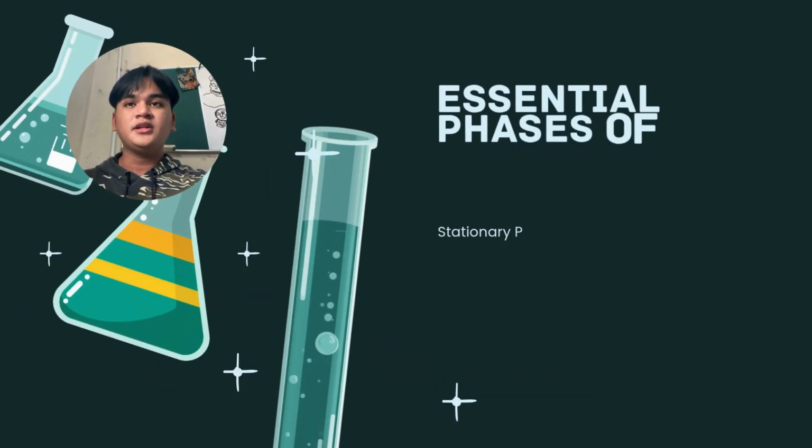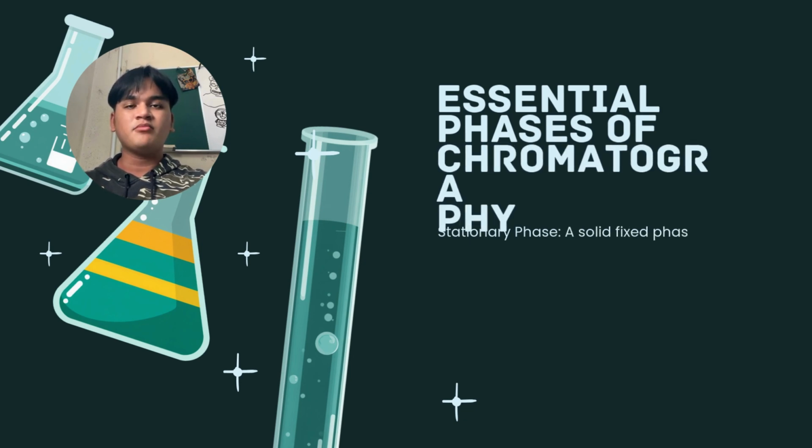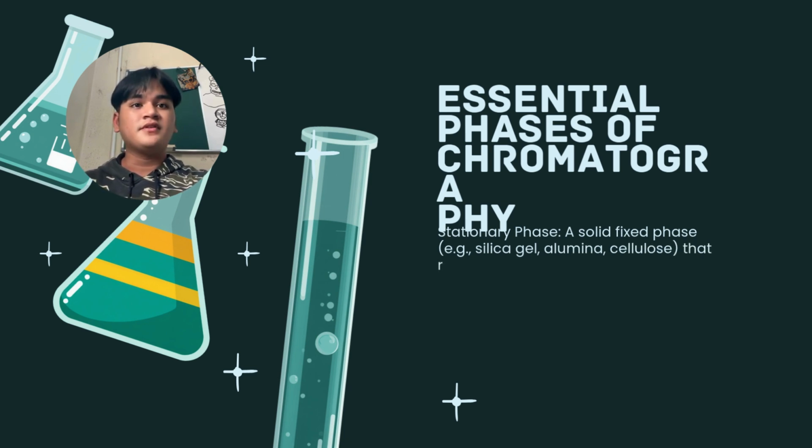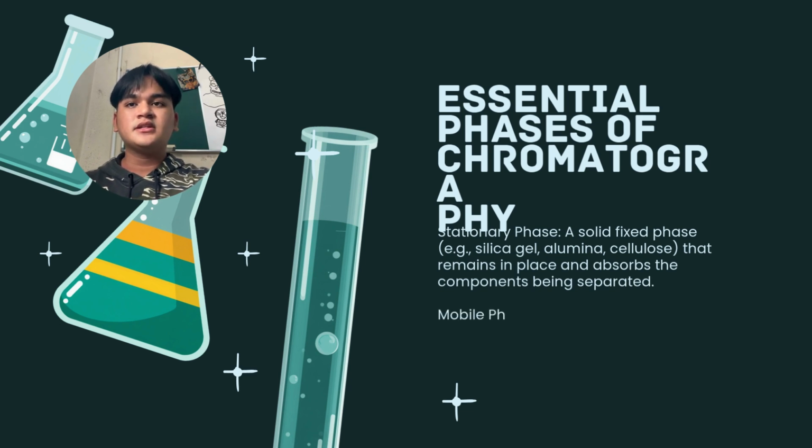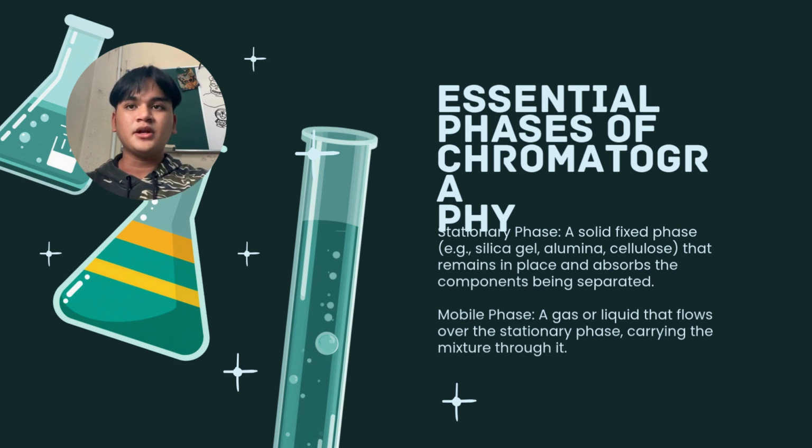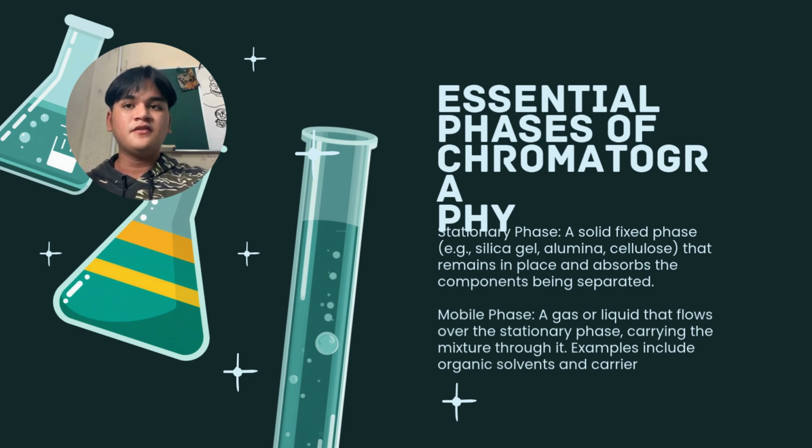Moving on to another point, let's take a closer look at the system layout by exploring the two essential phases that make chromatography possible. Every system relies on a stationary phase and a mobile phase working against each other. The first one is the stationary phase. The stationary phase is a solid, fixed phase that remains entirely in place and works to adsorb the moving components that we are trying to separate. Common examples of materials used for the stationary phase are silica gel, alumina, or cellulose paper.